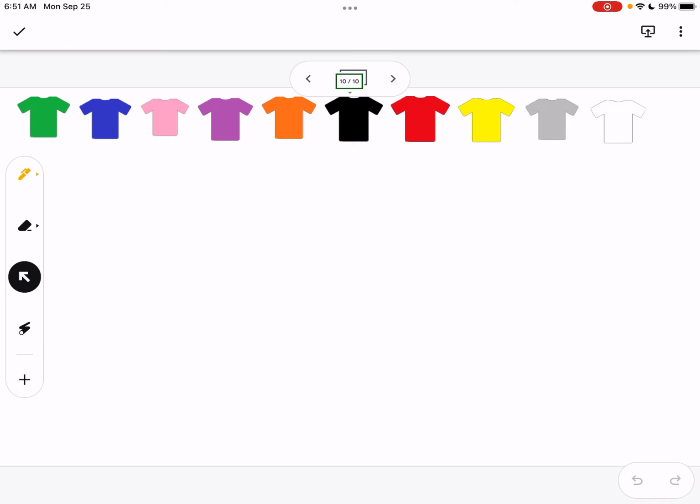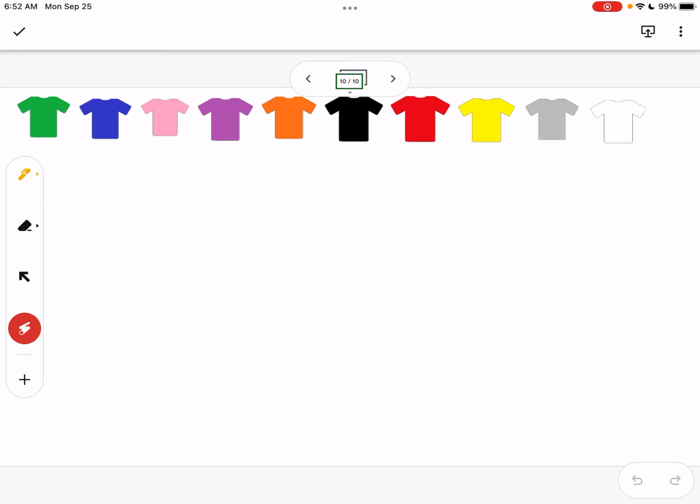So here I have 10 shirts. I've got blue, green, I've got green, blue, and pink for my kids. I like purple. Orange is school colors. Black because it tends to go with orange. Red and yellow because I went to USC, so cardinal and gold are USC's colors, and then gray and white to give us 10 shirts. So here we have 1, 2, 3, 4, 5, 6, 7, 8, 9, 10 shirts.